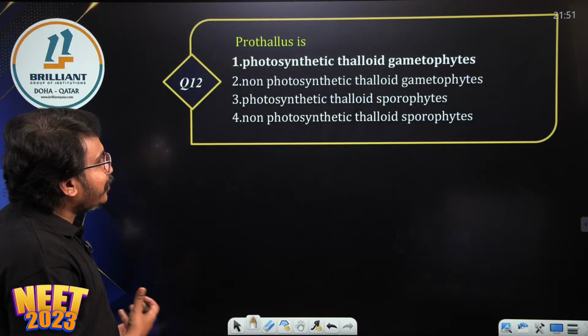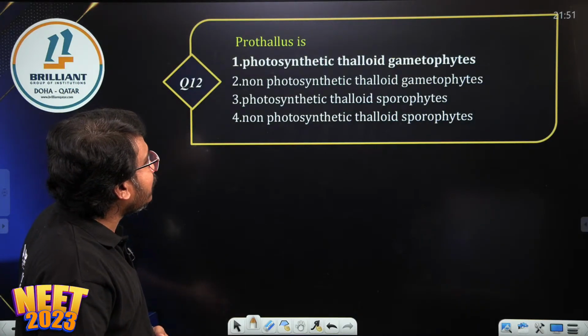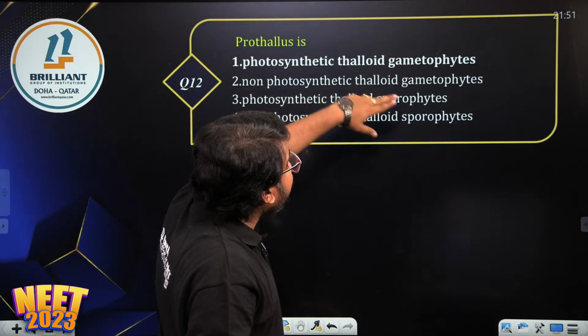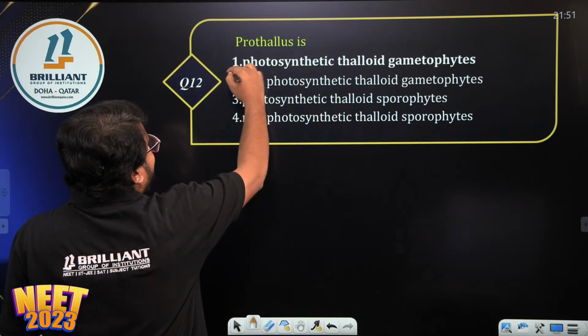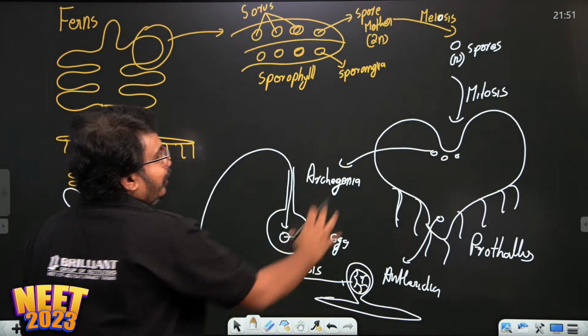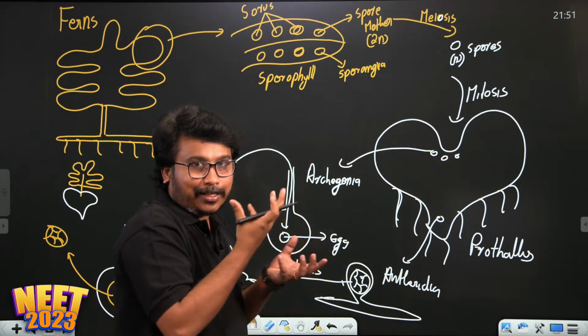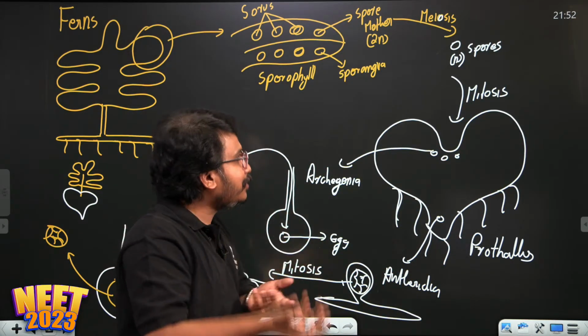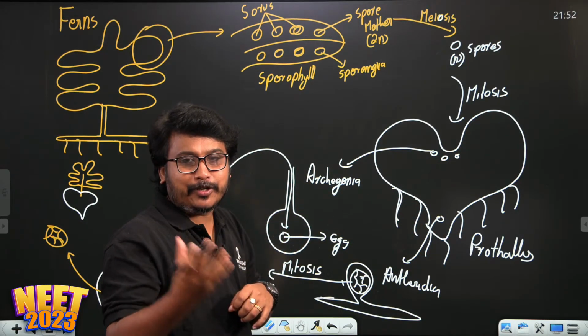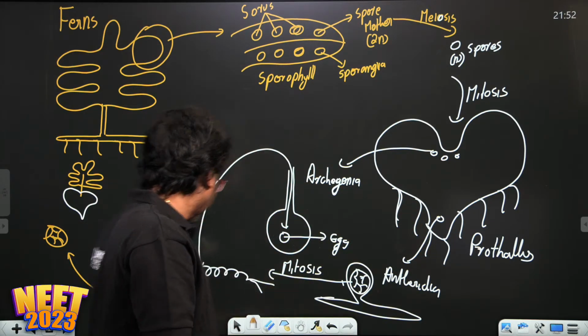Now prothallus, just now we have discussed what is prothallus. Prothallus is a photosynthetic thalloid gametophyte. So if you have any confusions in prothallus, just refer this diagram. It is a thalloid structure, heart-shaped, photosynthetic structure, and I have drawn it in that white line which represents gametophyte, the haploid structure.